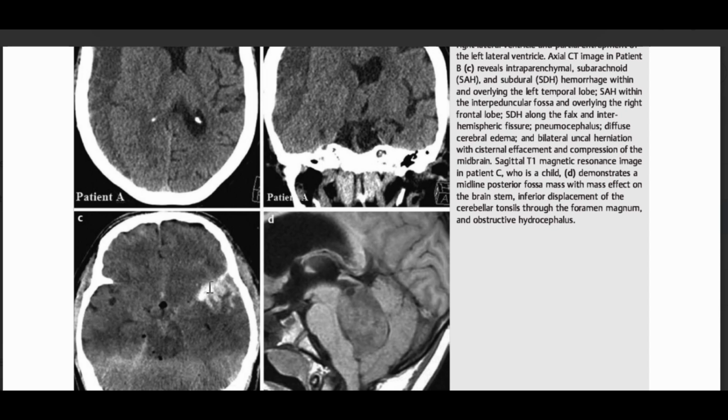And here there is blood. The hemorrhage here is concave. It's not convex. It's concave. So there is subdural and subarachnoid hemorrhage. The subdural hemorrhage is overlying, and the subarachnoid hemorrhage is within the left temporal lobe.